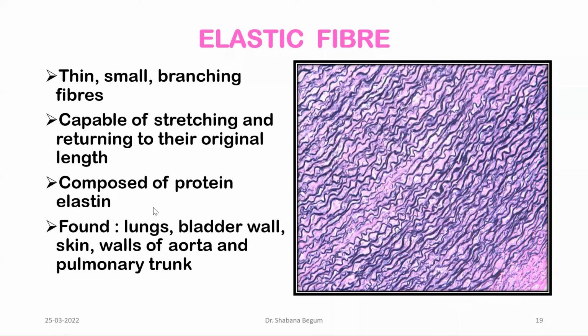Now, the elastic fibers are thin, small branching fibers, and these fibers are capable of recoil. They can be stretched and they return to their original length. It is composed of elastin protein and is present in organs such as the lungs, the bladder, skin, walls of the large vessels like the aorta and the pulmonary trunk.